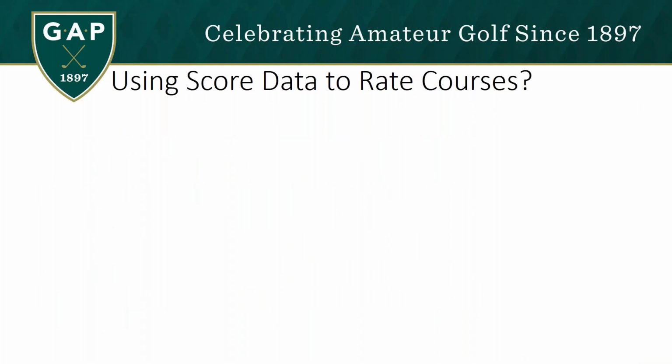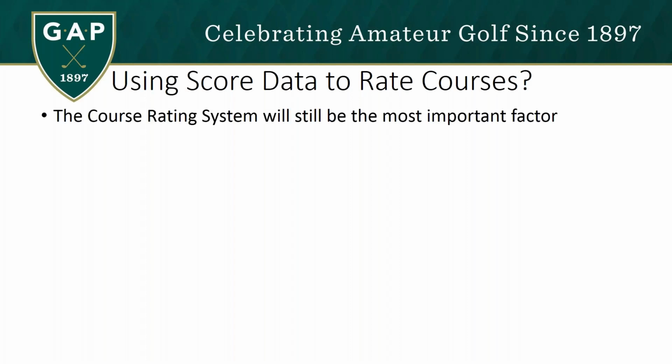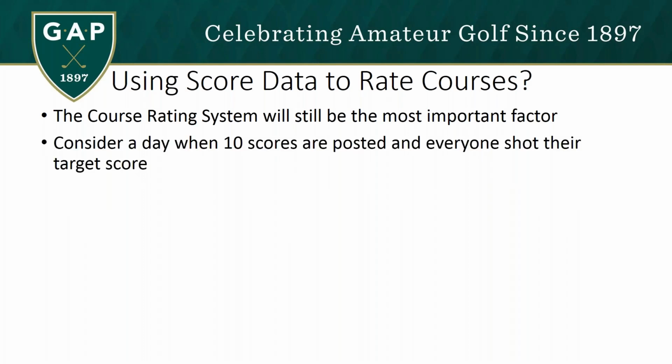Kind of along those same lines, do you guys foresee a circumstance in which we use score data to rate courses instead of the rating process? So I want to emphasize the course rating system will still be the most important factor. As we talked about on that target score slide, that's really the basis for expected score, using the course rating and slope to come up with the course handicap. So that's always going to remain important.